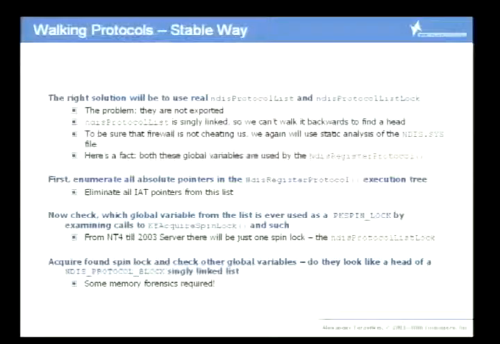Then we will acquire the spin lock, and after that we will try to walk every other global variable found by the static analysis of this register protocol function. Here we will use some tricks to check if this variable is actually a pointer to the list of this protocol block linked list, or a pointer to somewhere else, by checking some critical fields of in this protocol blocks, for example.